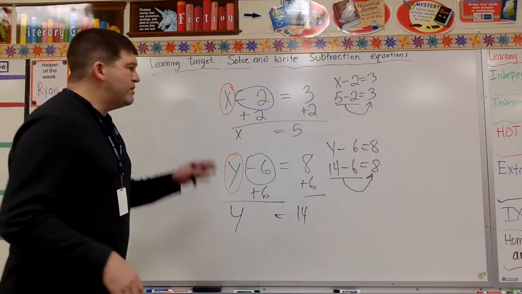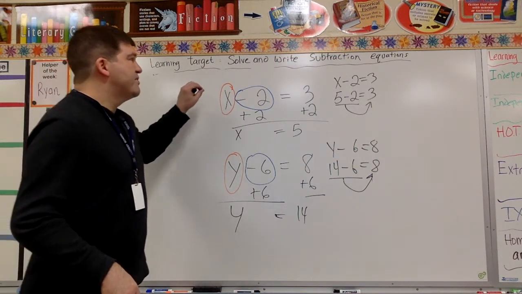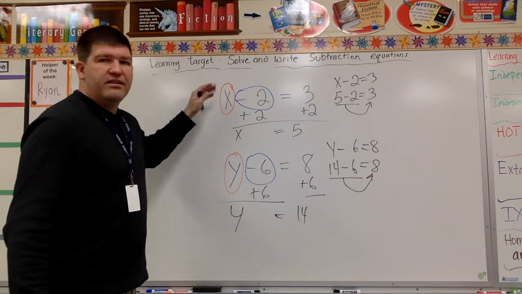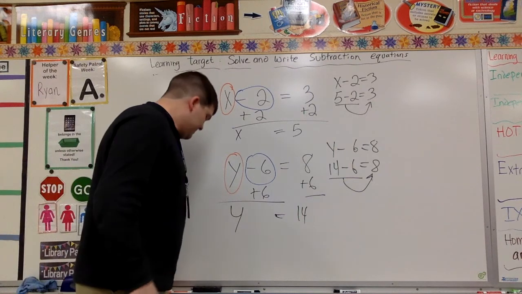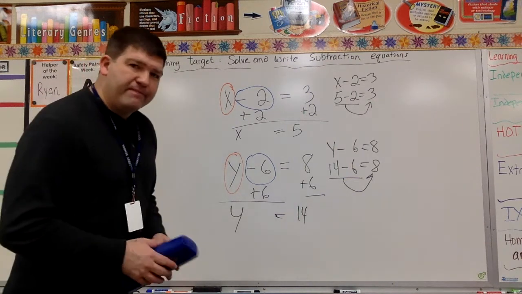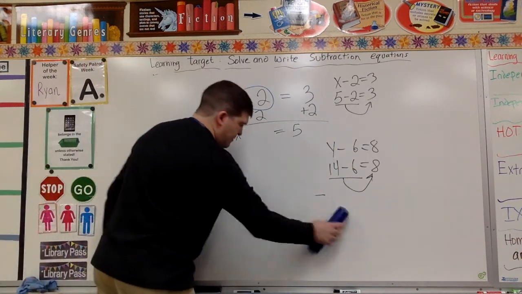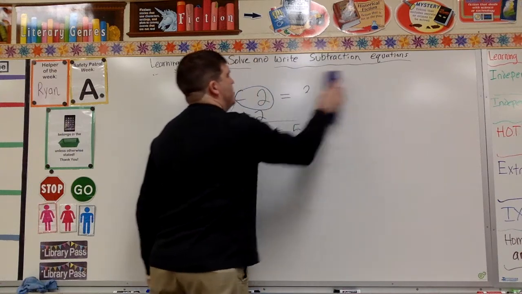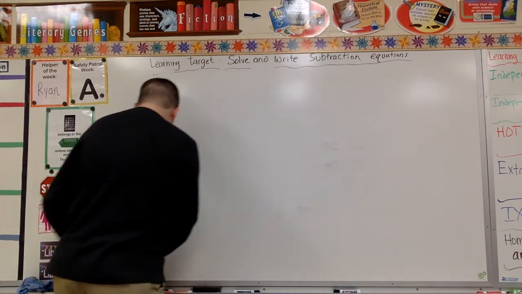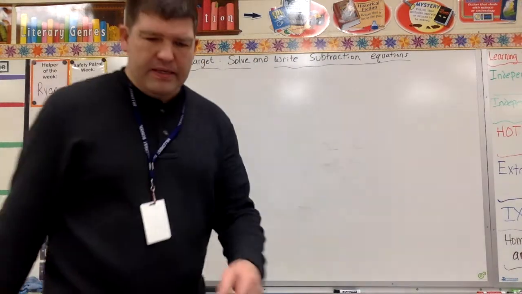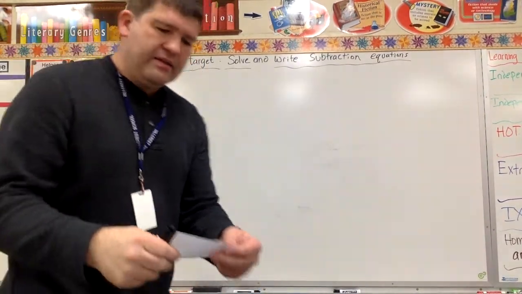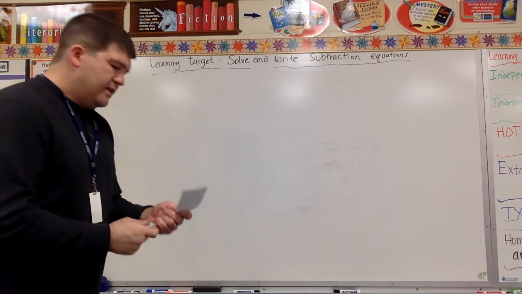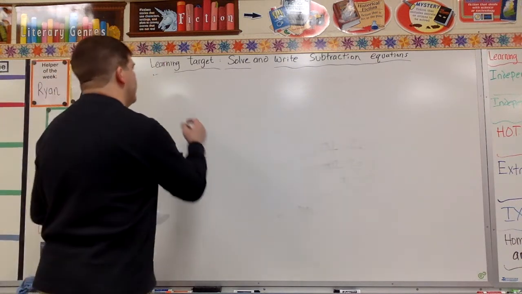Okay? So once you have your subtraction equation, you can easily solve for the variable. The trick is being able to write one. And that's what we're going to talk about here. So we have some word problems. Let's just do 2. So we have Ellie.